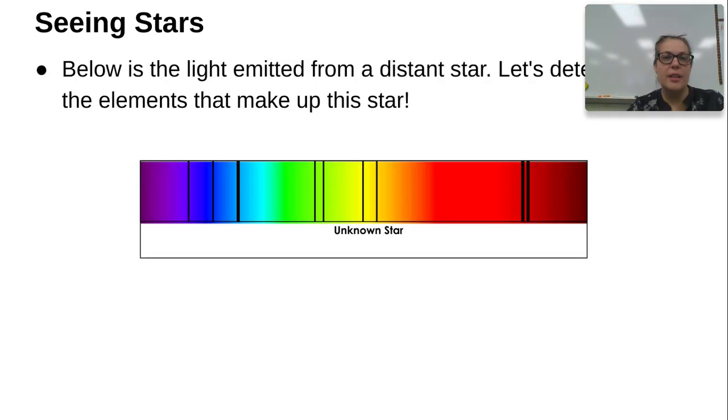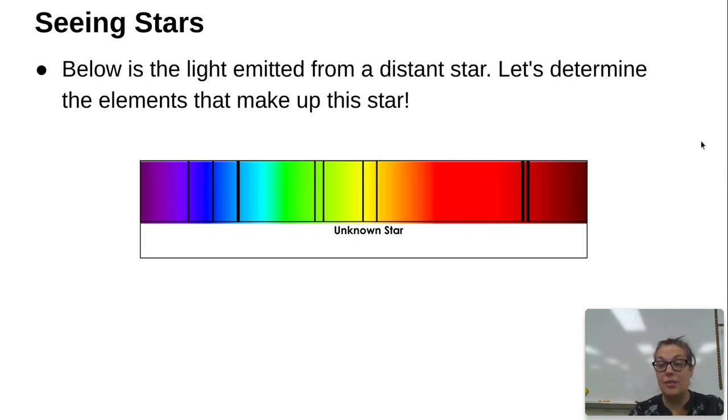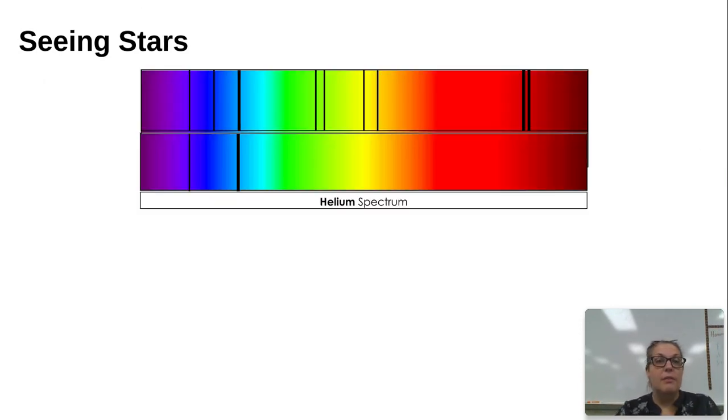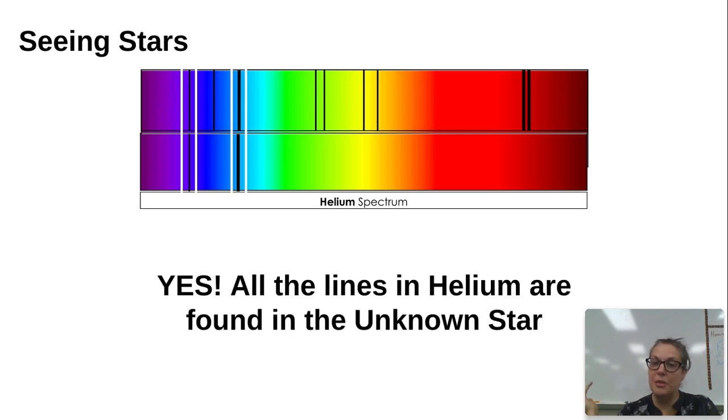Let's try it out. This is not in your packet, just having a quick conversation. So what I have is the light emitted from a distant star. We are going to determine what elements make this star up. First, let's try helium. So up here is our mixture. Notice the first line in helium matches within our mixture. The second line of helium also matches within our mixture. Since both helium lines are up there, it's part of the unknown star.